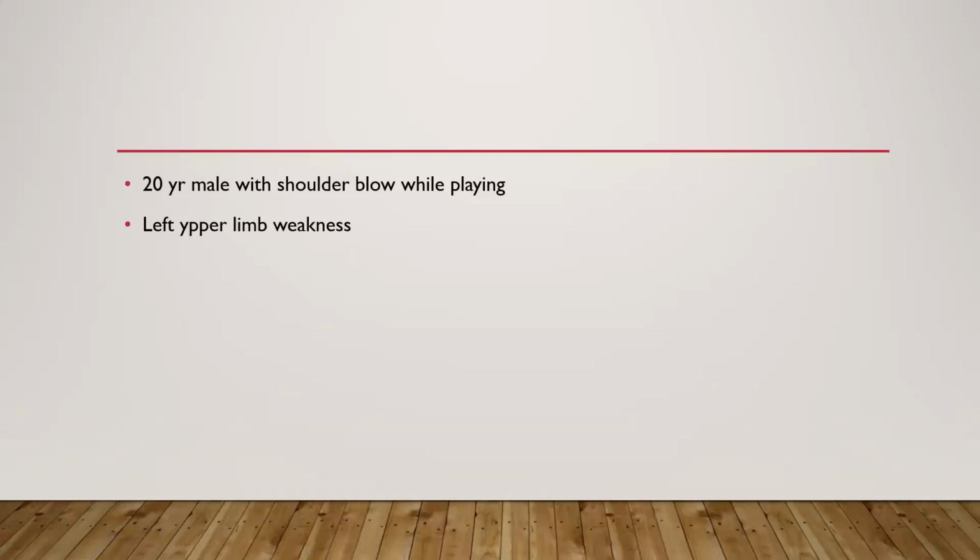Ma'am, 20-year-old male, he presented with shoulder blow while playing. He's having left upper limb weakness. Okay.